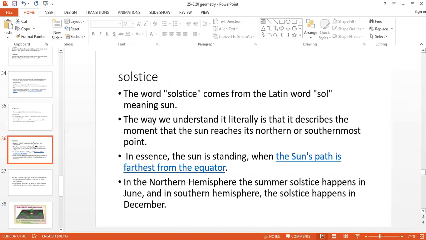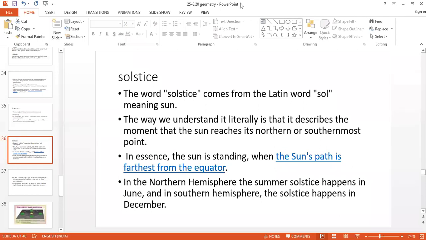Hence, the seasons are reversed in each hemisphere. So the winter solstice, December 21st, is the shortest day of the year, while the summer solstice, June 21st, is the longest day of the year also. Okay, so in the northern hemisphere, the summer solstice happens in June, and the winter solstice happens in December.